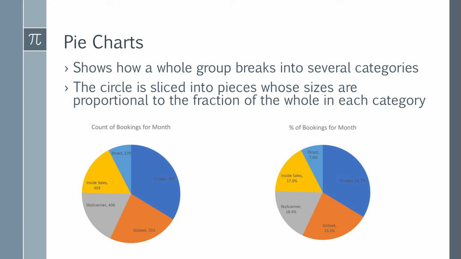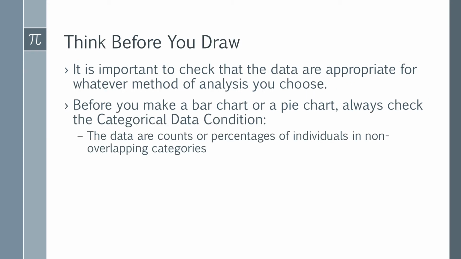The pie chart on the right is the percent of bookings for the month. Once again, we have our slices in different colors, so they're easy to recognize. It lists the marketing channel and also the percentage of bookings that channel was responsible for in the month. So one thing you should do is think about your data before you draw.